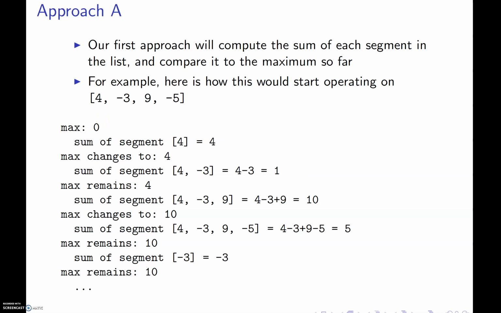We go through, our first segment is 4. Well, automatically we change because 4 is bigger than 0. Then the next segment is 4, negative 3. We get 1, so it does not change. Then we get 4, negative 3, 9. That becomes 10, so it changes to 10. Then we sum all of them up. We get 5. Well, it remains 10.